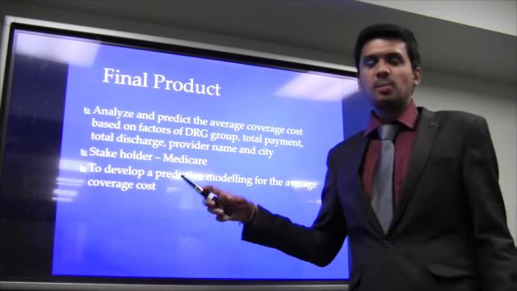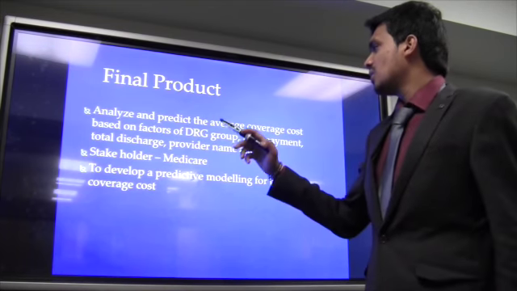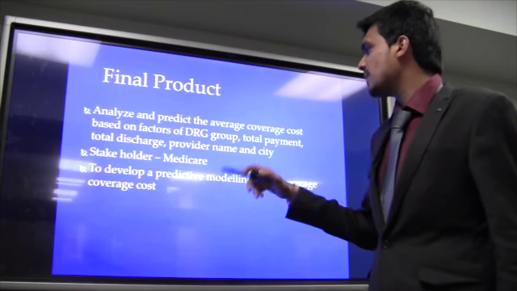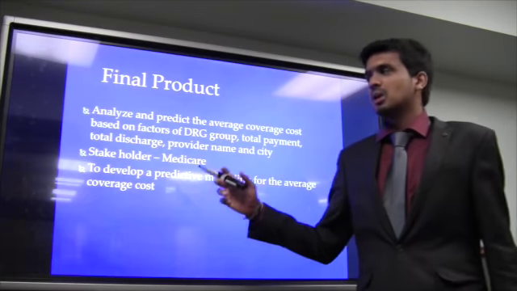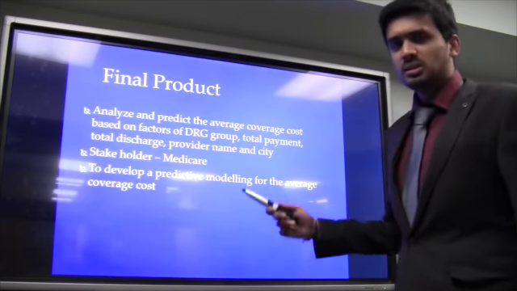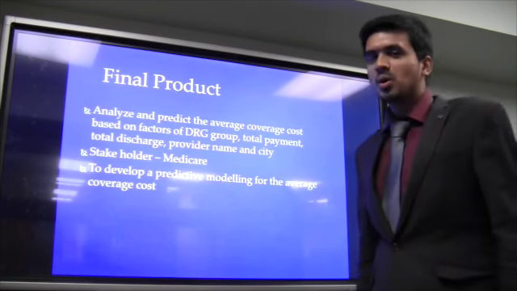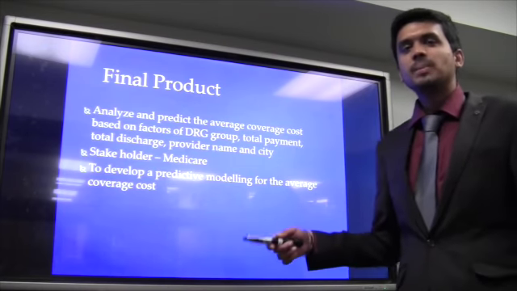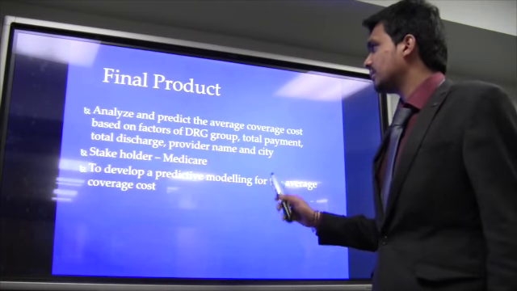So we have put forth to analyze and predict the average coverage cost for Medicare based on the factors of DRG group, total payment, total discharge, provider name, and the city. In this way, Medicare was the main stakeholder. This predictive modeling will help Medicare to frame their budget, and which will help Medicare to gain more profitability and efficiency.